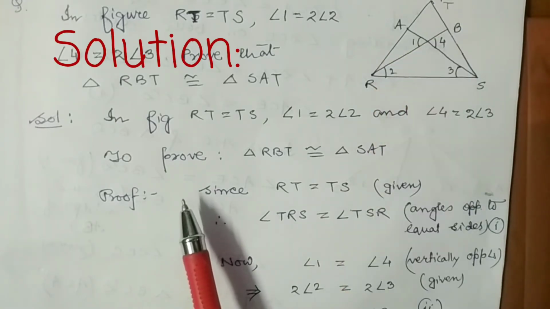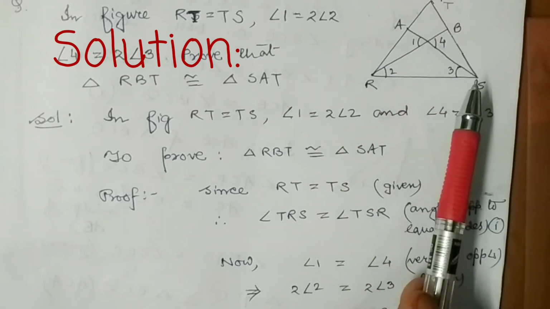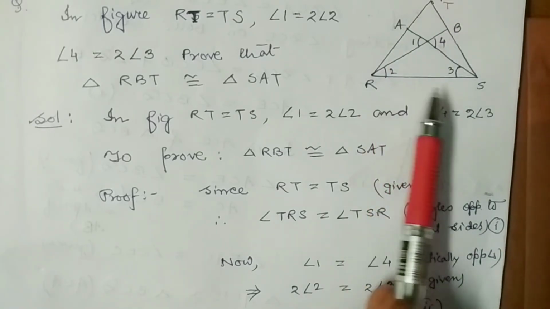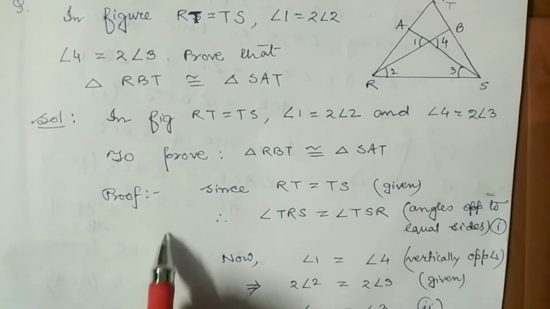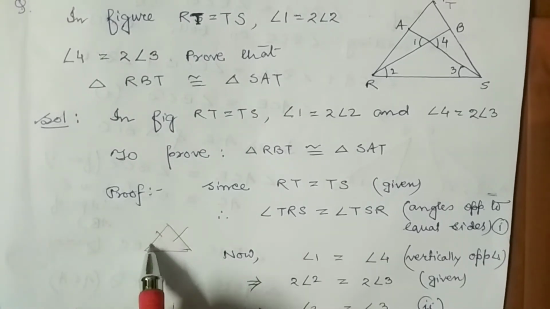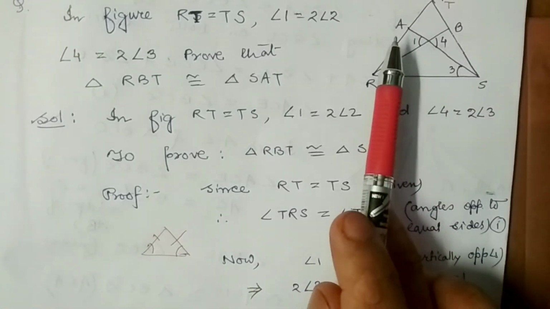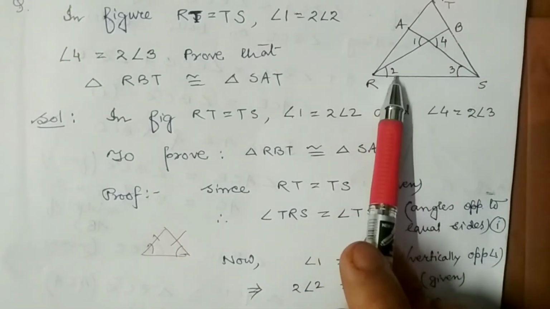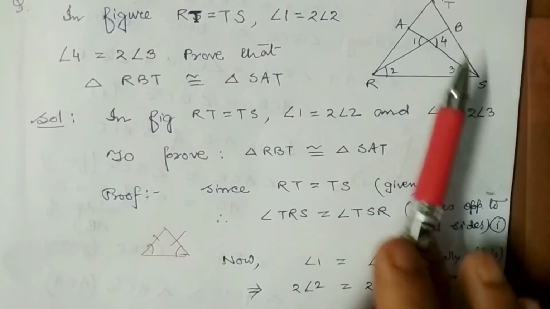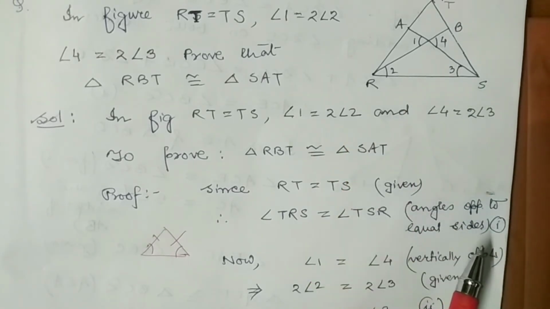Now in the proof section, just see here RT equals TS. We know in a triangle, if two sides are equal, their opposite angles are equal. Suppose you are having a triangle like this. If this side equals this side, that means this angle must equal this. So since here RT equals TS, this full angle, that is TRS, must equal TSR. This is equation number 1.